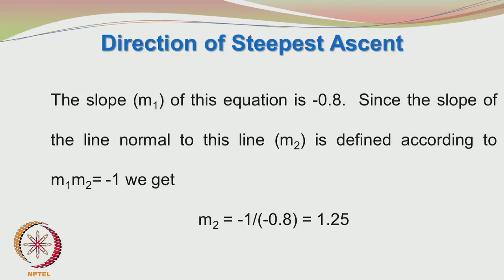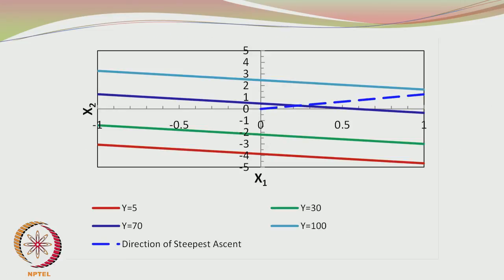This equation comes in the normal calculations. So here we get m2 is equal to minus 1 by minus 0.8, which is 1.25. So here we are sketching the responses.